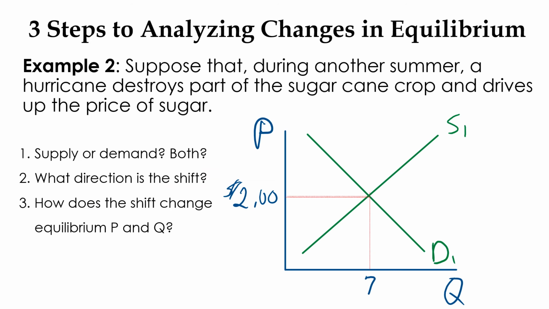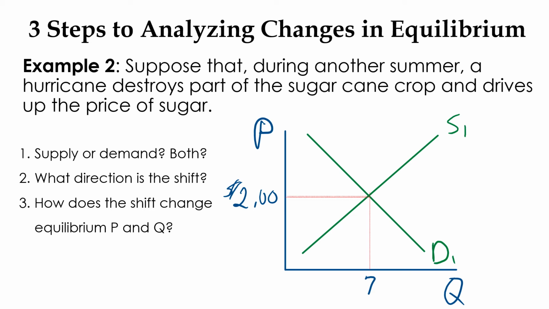Example 2. Suppose that during another summer, a hurricane destroys part of the sugarcane crop and drives up the price of sugar. So how is this increase in the price of sugar going to impact the ice cream cone market? Number 1, is it going to affect supply, demand, or both? Is it going to affect demand? No. It has no impact on the demand for ice cream.